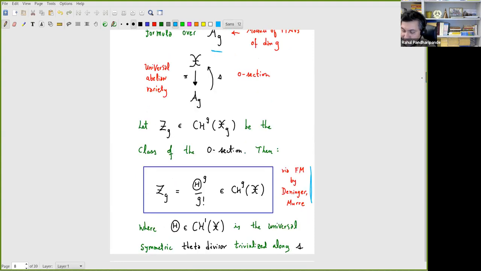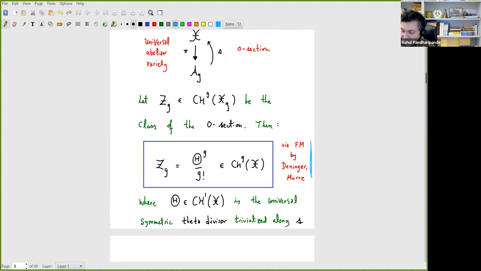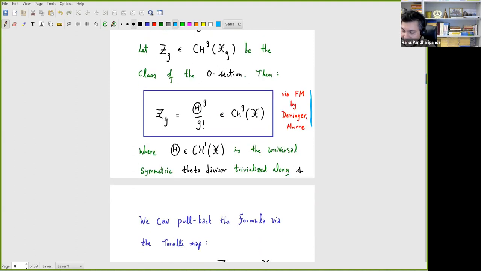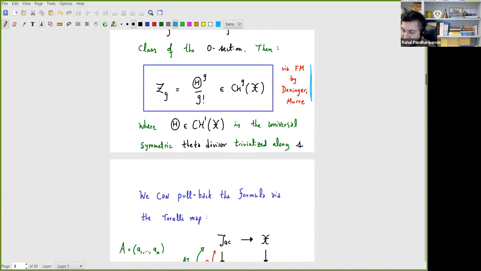And you have to be careful about how you normalize this theta divisor. It's trivial along the zero section. But anyway, this is a great formula. It's important for a certain direction in relation to the DR cycle, which I'll discuss. So this is the starting point. And you can pull this formula back via the Torelli map.